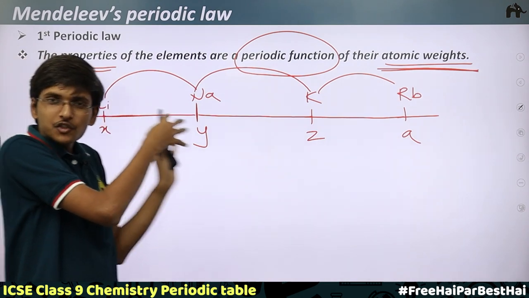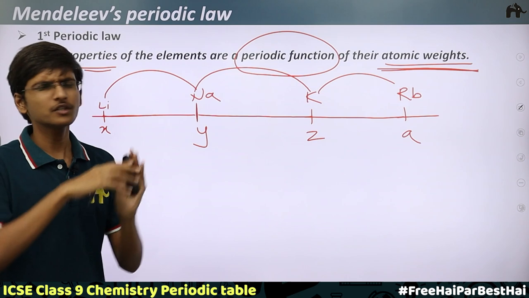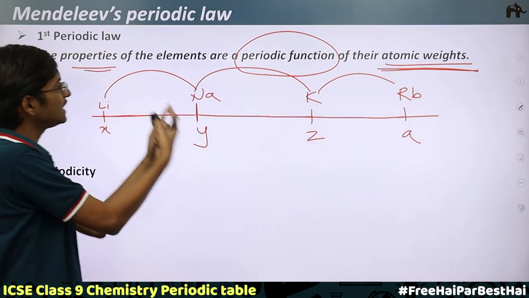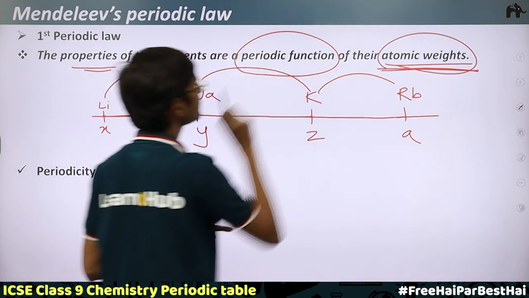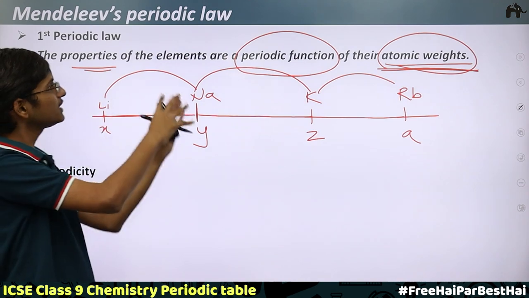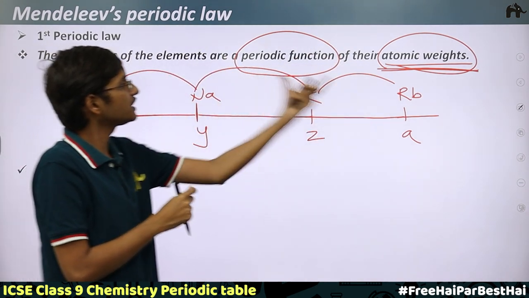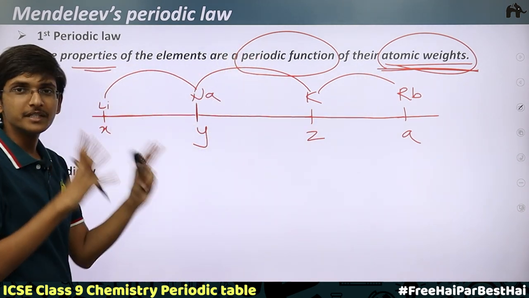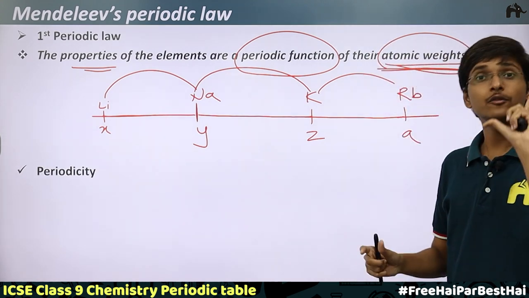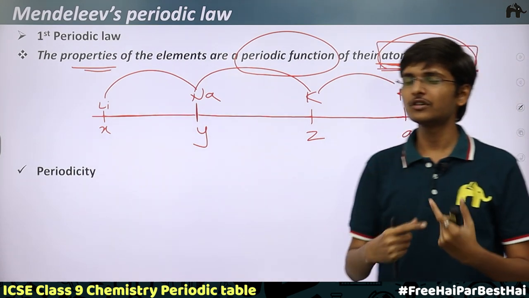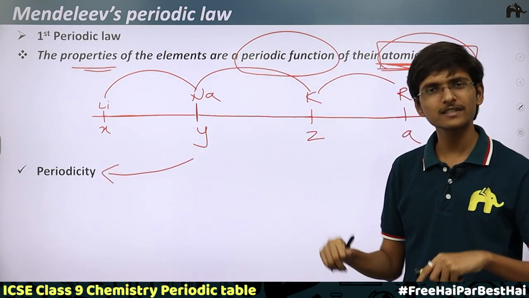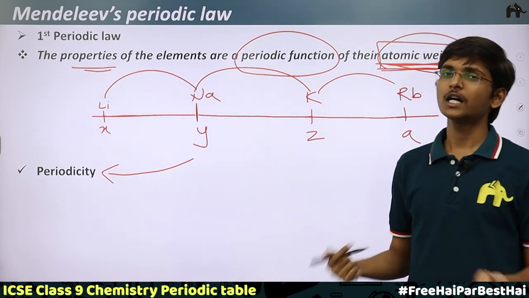Mendeleev observed this trend for many elements. And then he stated his law: the properties of the elements repeat after a particular interval of atomic weights. So, periodic function, I think you have now understood, simply means that the properties are being repeated after a particular interval of atomic weights. So the entire law, what it means, I have explained. Why I'm stressing atomic weights here, you will understand later. This is called periodicity. Periodicity also means the same thing: repetition of the properties after a particular interval of atomic weights.